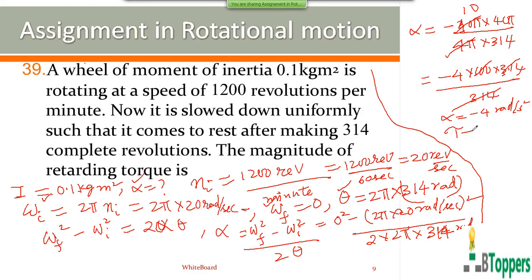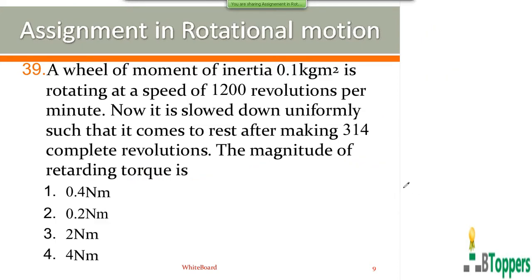So the torque required can be found as I into alpha. I is given as 0.1 kg meter square. Alpha is minus 4 radian per second square. So the torque to be applied to bring the wheel to rest is minus 0.4 Newton meter. The negative sign indicates that the torque is to be applied opposite to the angular velocity of rotation. So magnitude of the torque will be 0.4 Newton meter. If you want to copy the solution, you can take a pause and copy the solution of the problem. So for question number 39, first option is the answer.